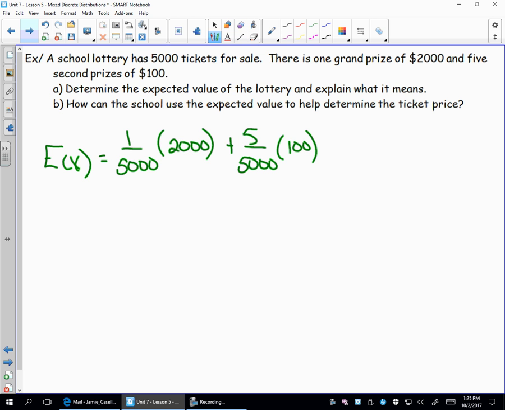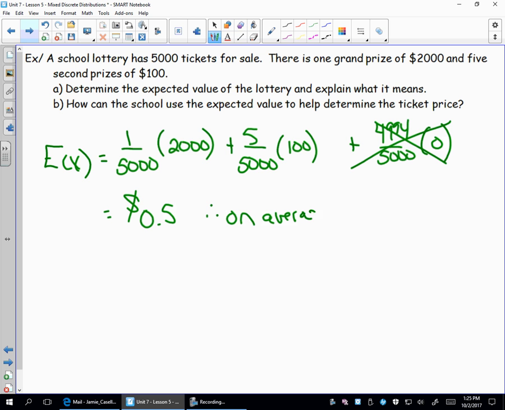And really, the rest of the prizes, we've got 6 so far, so there's 4,994 of the 5,000. You win $0. We just don't usually show this, right? Because times 0 and you've got nothing left. So what is our expected value? Well, it's 0.5. So what does that mean? On average, each ticket is worth 50 cents. That's the average value of each ticket. That's what you have to give out per ticket.